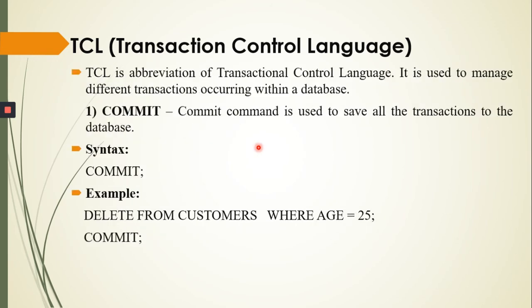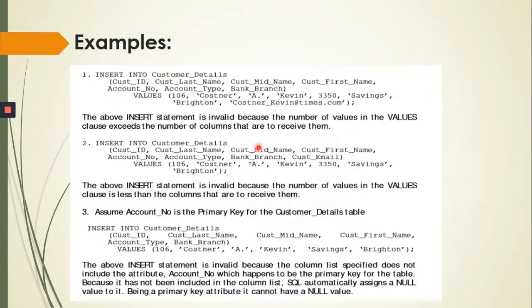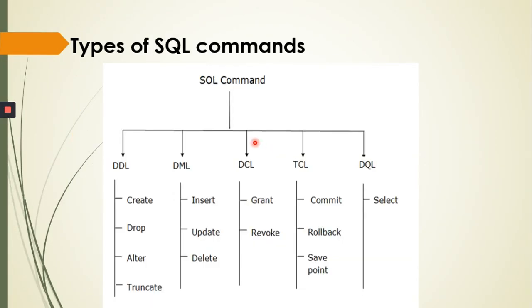So in this lecture we completed the DML commands, that is the insert command, update command and delete command. Then DCL, the grant and revoke commands, and then TCL, this is commit, rollback and save point. Thank you.